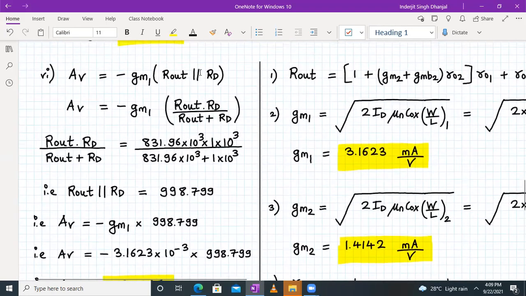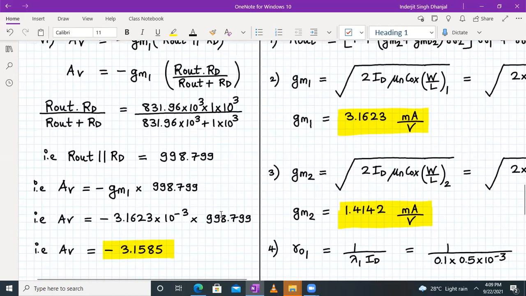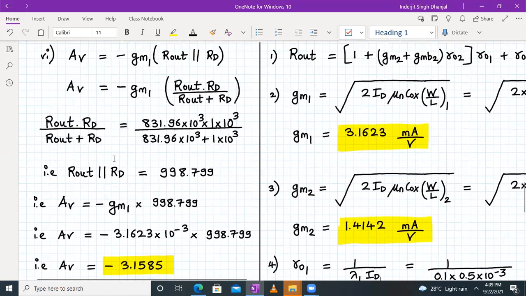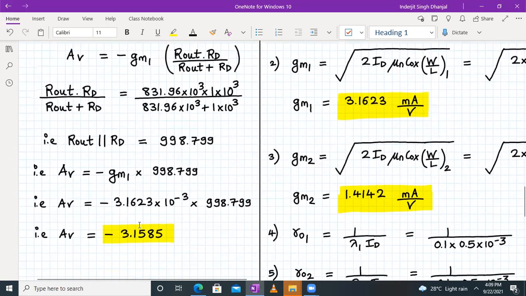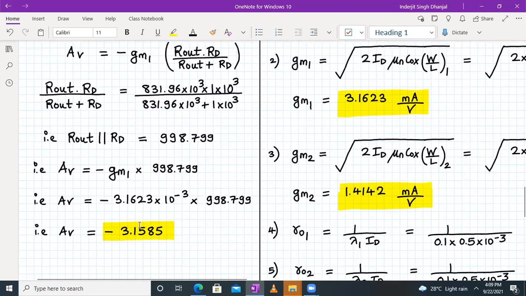Now we got the value of R out, and we know the value of GM1. We have to make R out parallel to RD. RD value is 1 kilo ohm, right? Since R out value is very, very high, R out parallel to RD will be very close to 1 kilo ohm, which is 998.799 ohms over here. Multiply GM1 and this result and you will finally get the voltage gain. The voltage gain of the cascode amplifier is coming out to be minus 3.1585.